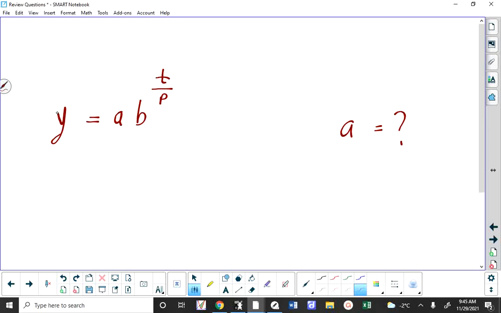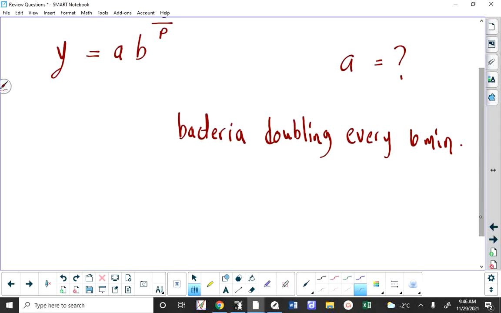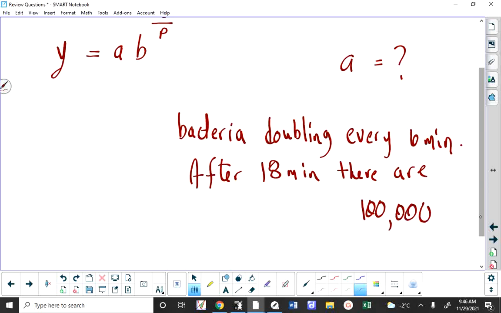you had bacteria that are doubling every 6 minutes, and I said after 18 minutes there are 100,000, I think it's safe to say you should be able to figure out how many bacteria you started off with. It's really not a difficult thing.